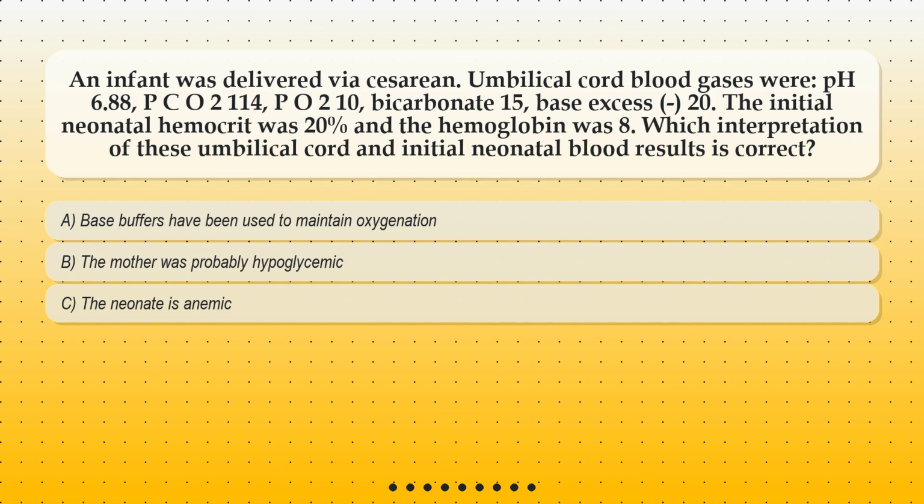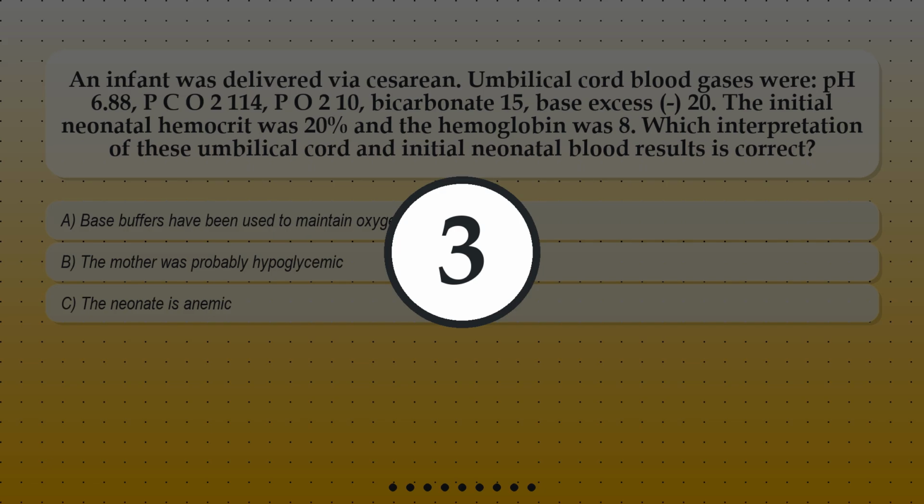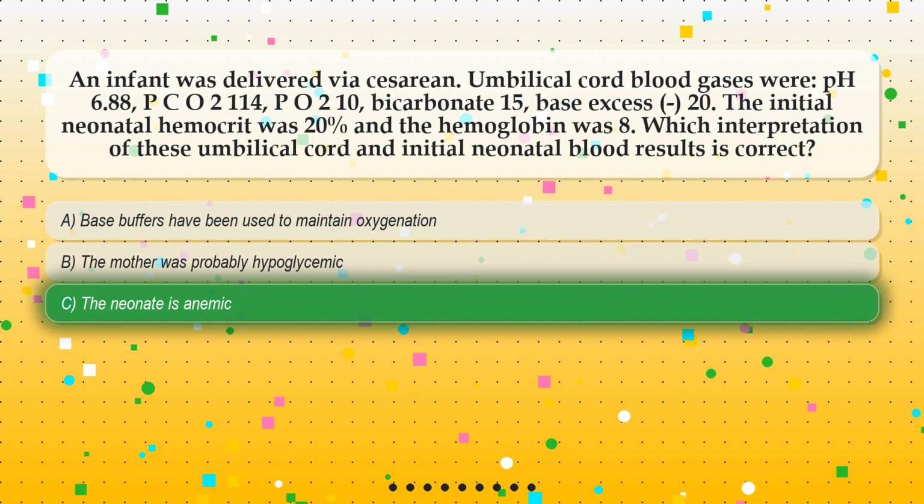Question 8. An infant was delivered via cesarean. Umbilical cord blood gases were pH 6.88, PCO2 114, PO2 10, bicarbonate 15, base excess 20. The initial neonatal hematocrit was 20% and the hemoglobin was 8. Which interpretation of these umbilical cord and initial neonatal blood results is correct? Option A, base buffers have been used to maintain oxygenation. Option B, the mother was probably hypoglycemic. Option C, the neonate is anemic. The correct answer is option C, the neonate is anemic.